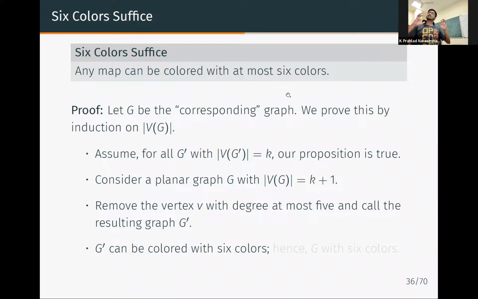I can color everything else because of the induction hypothesis. And I've colored everything else somehow, magically, right? Something has told me that I can color this with 6 colors. Now I just need to color this vertex V, right? And since it has at most 5 neighbors, I can use an extra color that I've not used in these 5 to color this vertex. Is that okay?